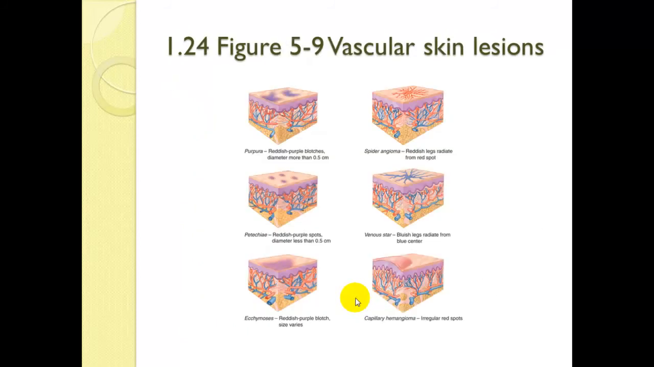Vascular lesions. Good ones to remember here would be purpura and petechiae. You'll see either of these or both of these in septicemia. Capillary hemangioma, big raised area that pretty much is embedded and infiltrated with tons and tons of capillaries. Ecchymosis is just a bruise.